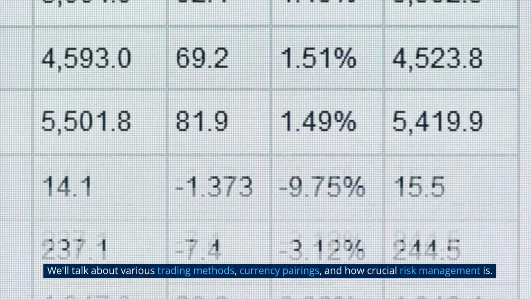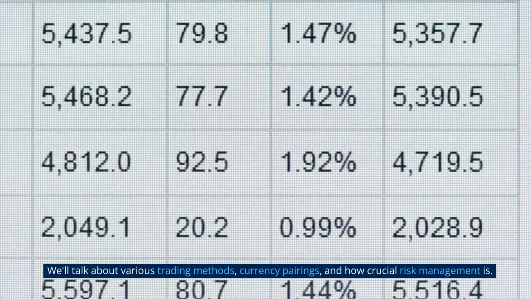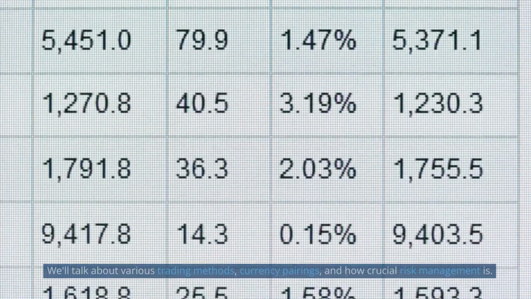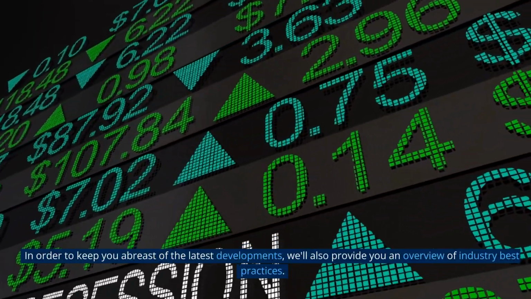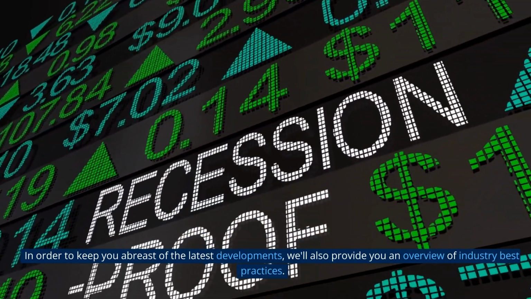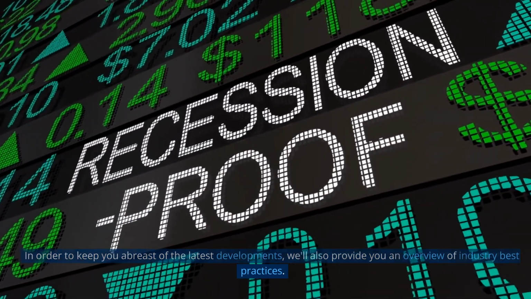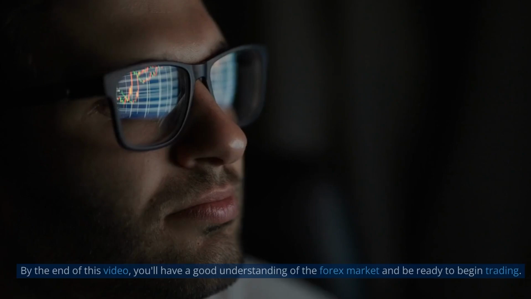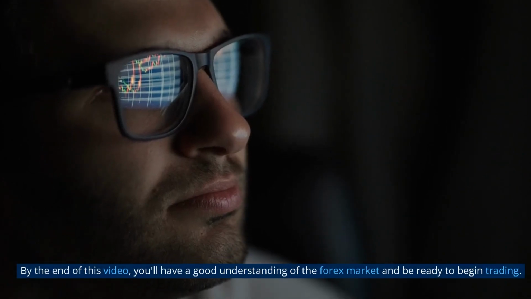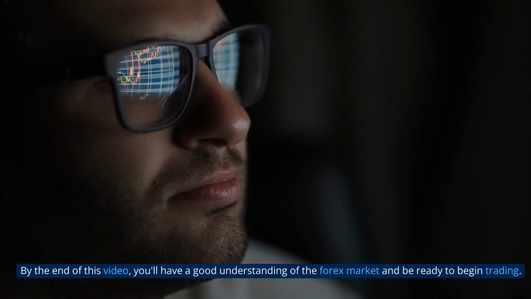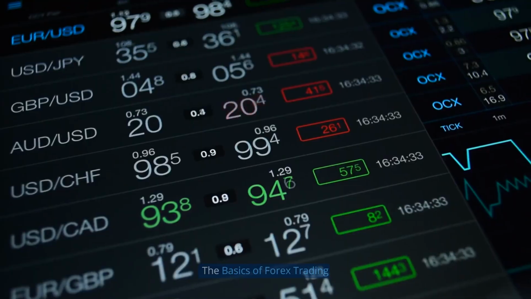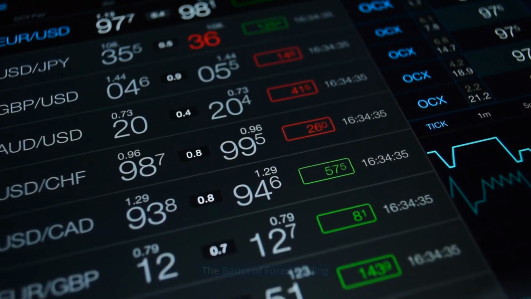We'll talk about various trading methods, currency pairings, and how crucial risk management is. In order to keep you abreast of the latest developments, we'll also provide you an overview of industry best practices. By the end of this video, you'll have a good understanding of the Forex market and be ready to begin trading.